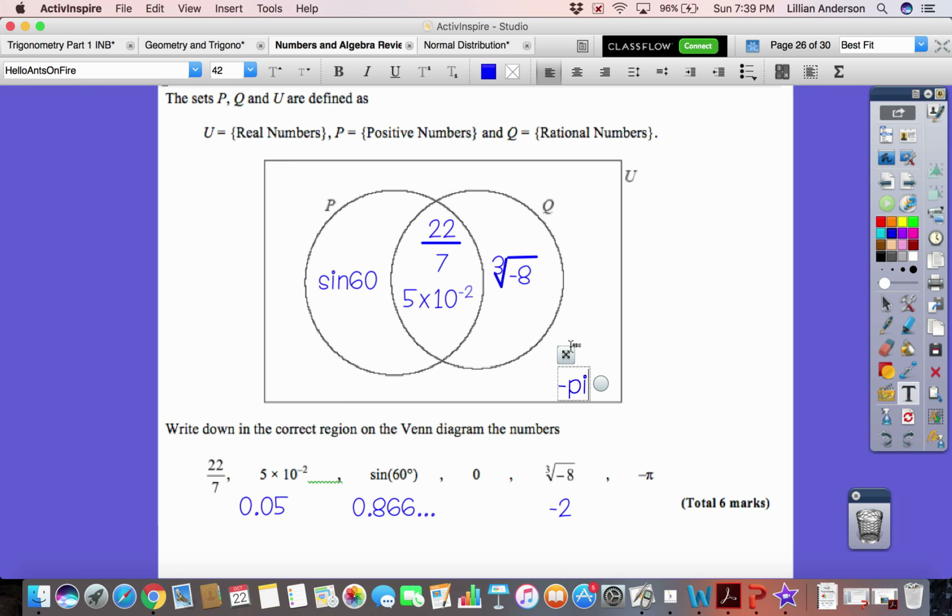Negative pi should have went right in here. It is in the universal set. It is not a rational number. It cannot be written as a fraction, and it was not positive, so it shouldn't have been in P either. Now 0. 0 is an integer because it falls within the integer category. And if it's an integer, that means it is also a rational number.